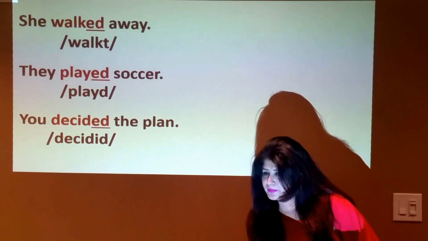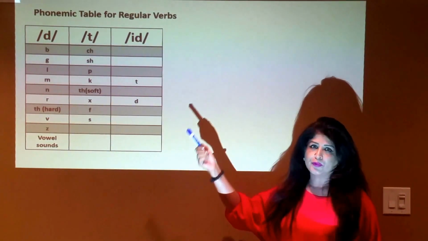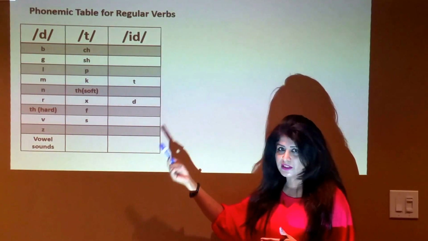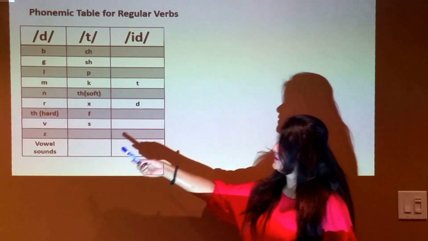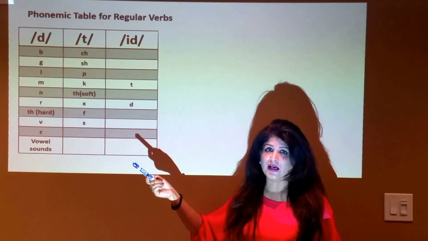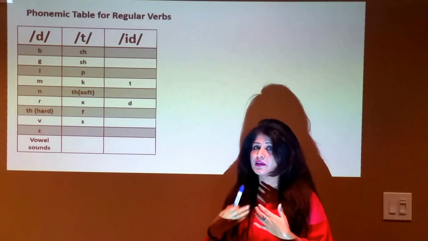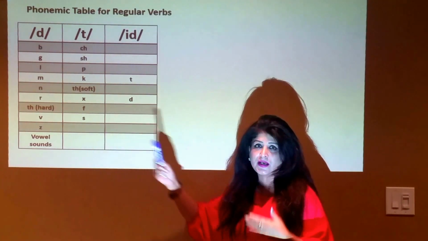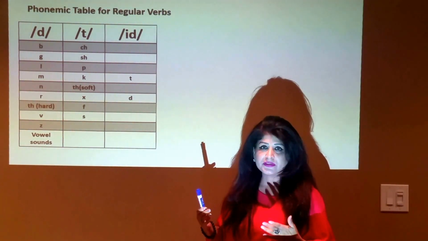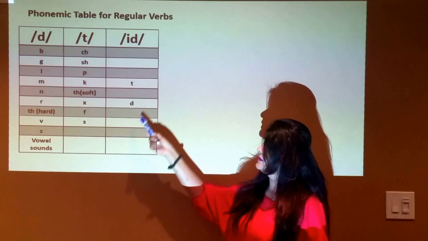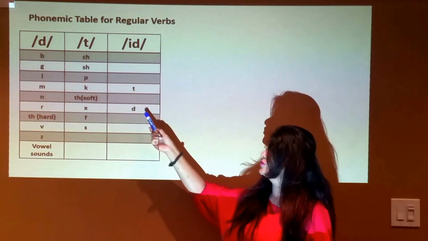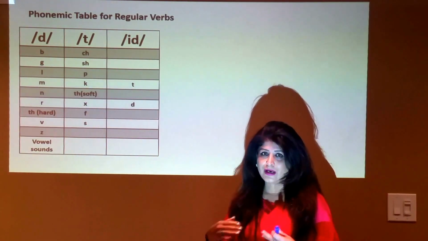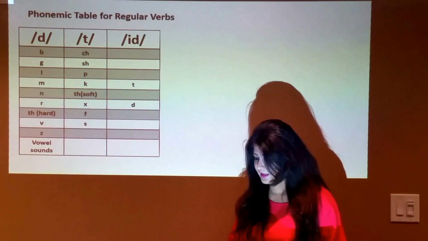Let's do some more examples. I have brought this phonemic chart for you. It will help you understand and you can keep it handy. These are the sounds that come from the throat with vibration, and t sounds come from the mouth without any vibration, and these two consonants are special because they take an extra syllable with them. So now it's easy for you to group them.